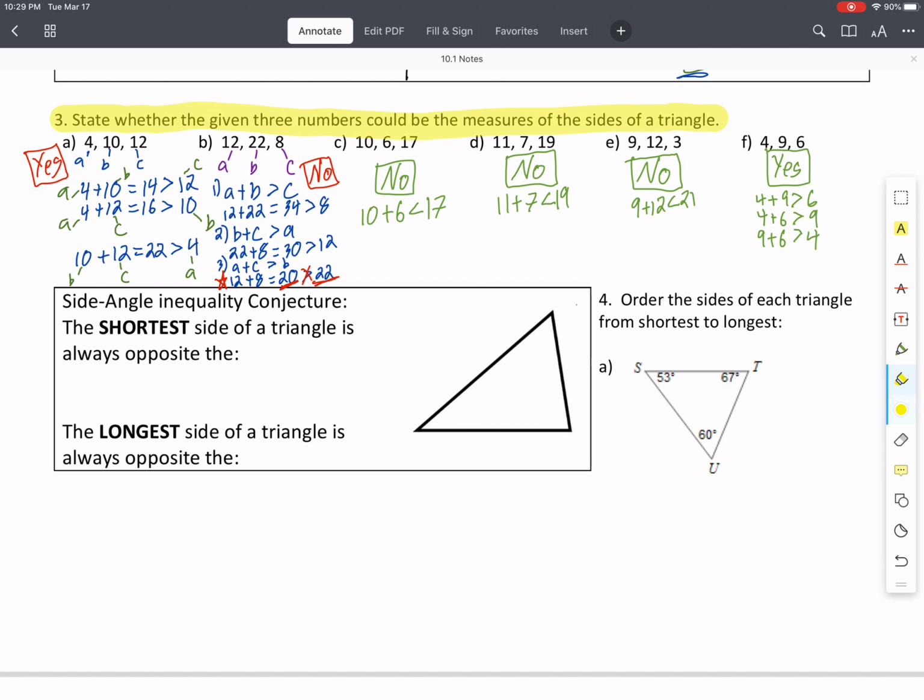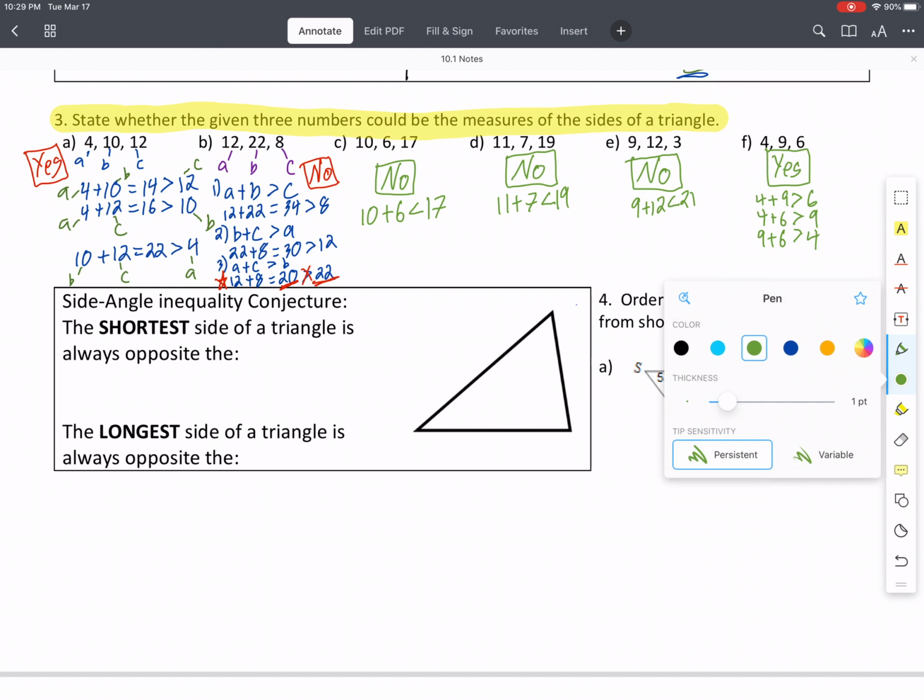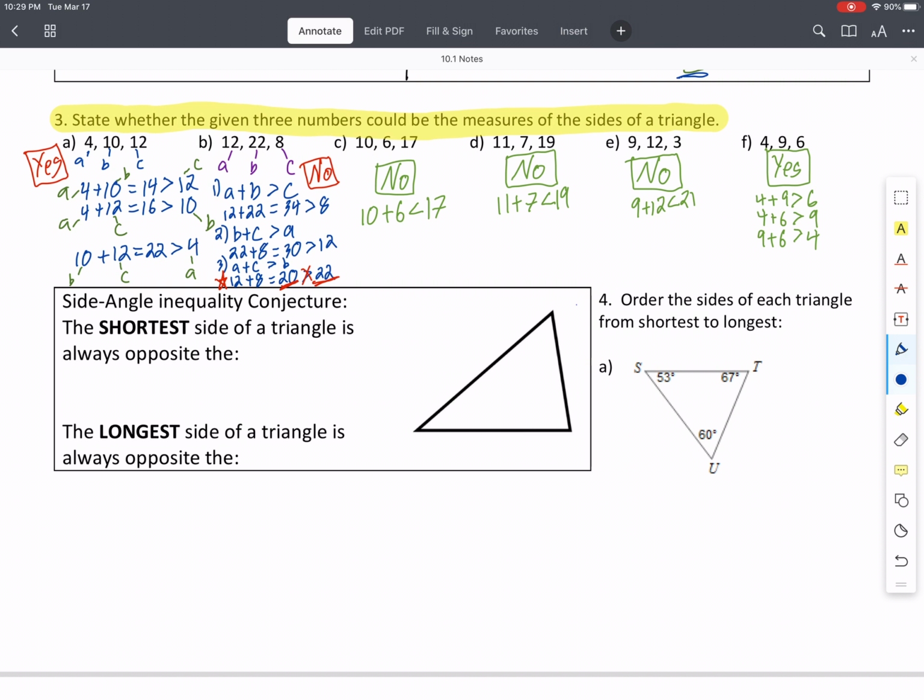Alright guys, so go ahead, check your answers that you got for C, D, E, and F. See if you got the same thing there. What we're gonna look at now is this next thing. It's called the side angle inequality conjecture.